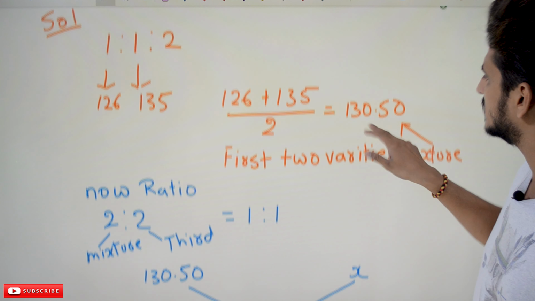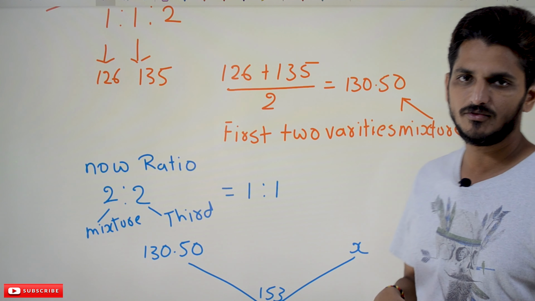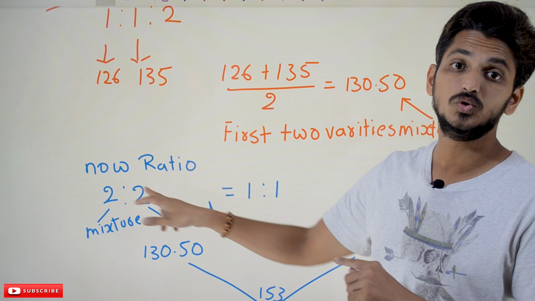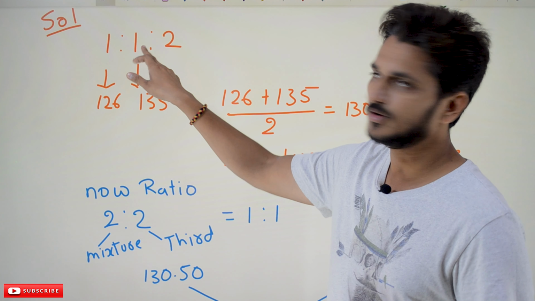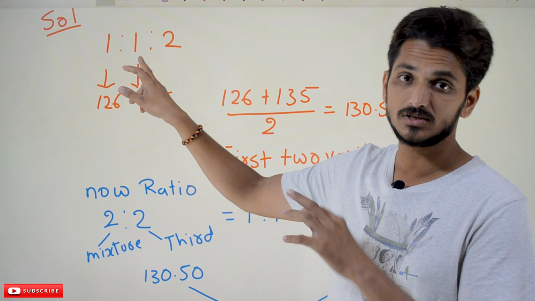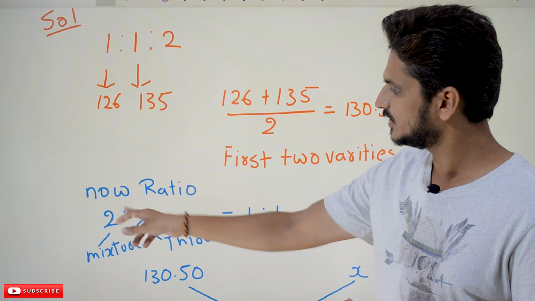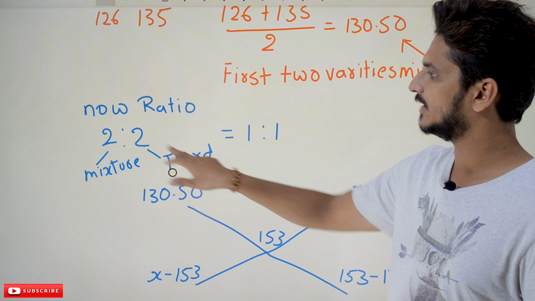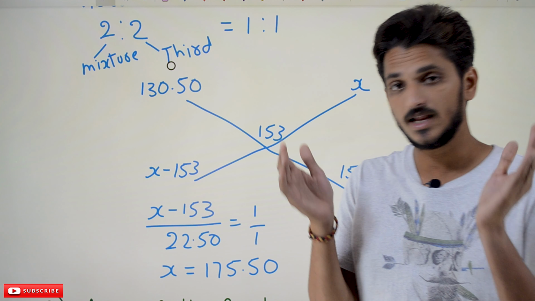So the first two varieties' mixture cost is 130.5. Now the new ratio is 2:2. How did you get 2:2? 1 plus 1 is 2. If you mix 2 kgs from the third variety, how much is the mixture of the 1 plus 1? 2 kgs. That's why 2:2. This is the point you have to understand. Mixture is to third variety, 2:2, means 1:1. Now apply the alligation rule.